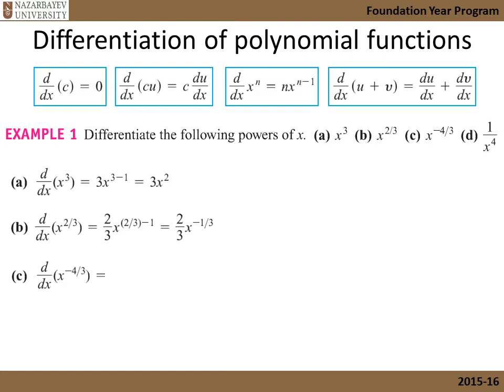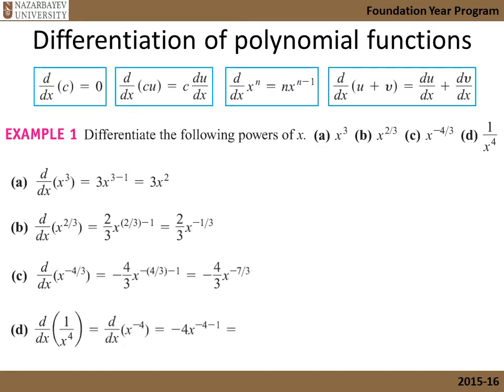The same procedure for x to the power of minus 4 over 3, and we obtain minus 4 over 3 times x to the power minus 7 over 3. And equivalently, if we take 1 over x to the power 4, we can use this rule and obtain minus 4 times x to the power minus 5, which is minus 4 over x to the power 5.